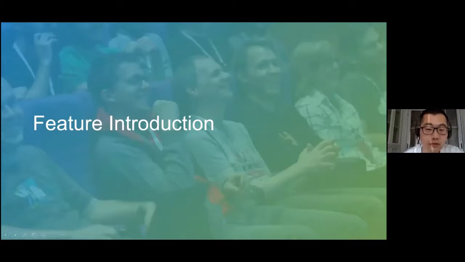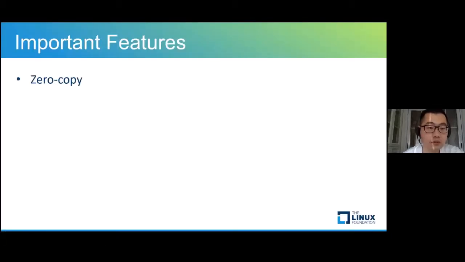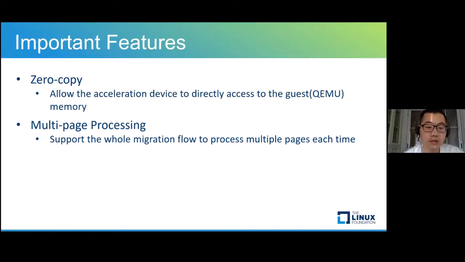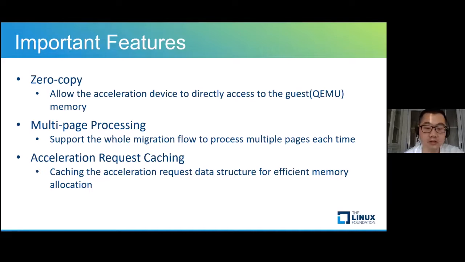Okay, let's go to the third part. I will introduce some features that are used in this solution. The first feature we use is zero copy. With this feature, it allows the accelerator device to directly access the guest memory. The second one we use is multi-page processing. The current migration flow only supports single-page processing, meaning that it finds only one dirty page, compresses this page, and then sends it to the network. With this feature, the migration flow is able to process multiple pages each time. And the third feature is acceleration request caching. This feature caches the acceleration request data structure for efficient memory allocation.